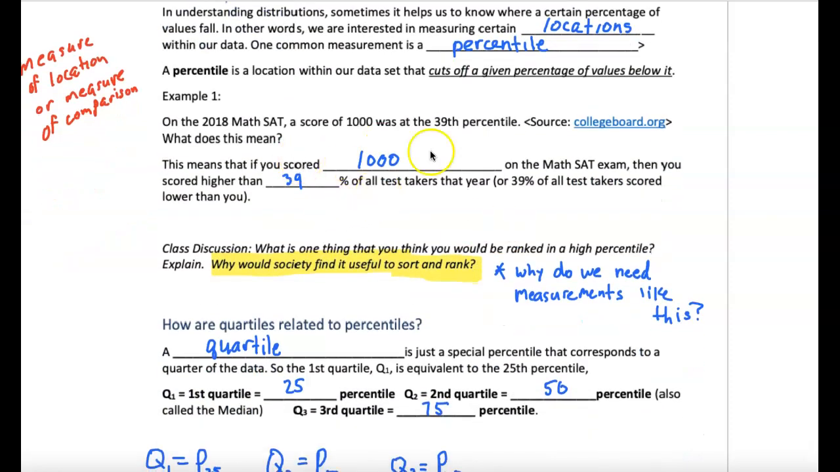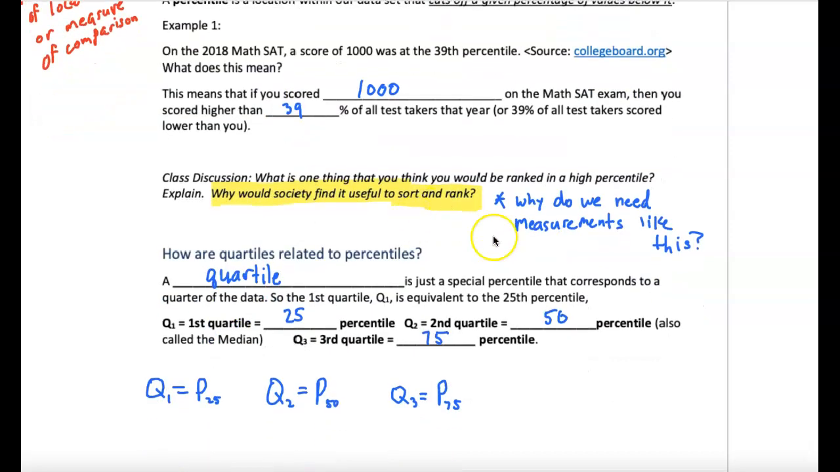And so you see an example here of at least the meaning of it, right? If 1,000 was the 39th percentile, the value of 1,000 of all people taking the SAT, that means that 39% of test takers scored below that 1,000. That's what that means. So think about that real quick, right?